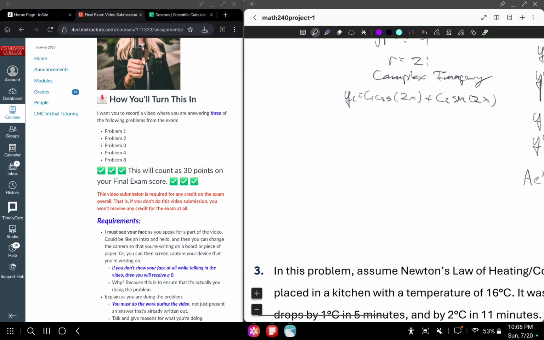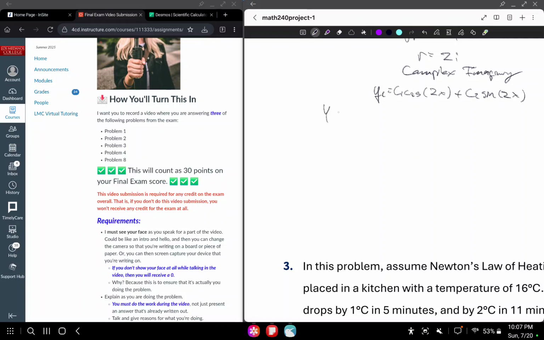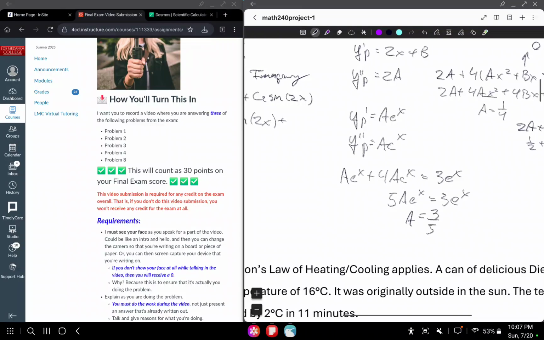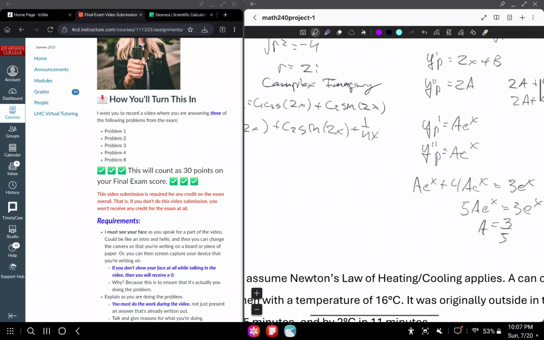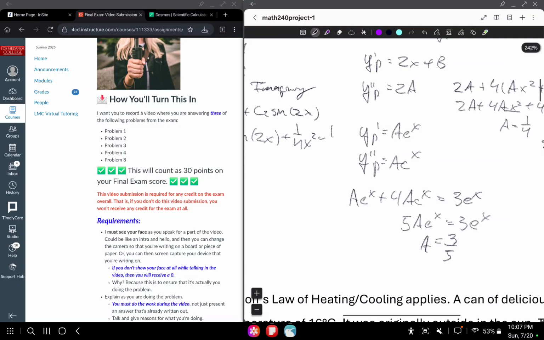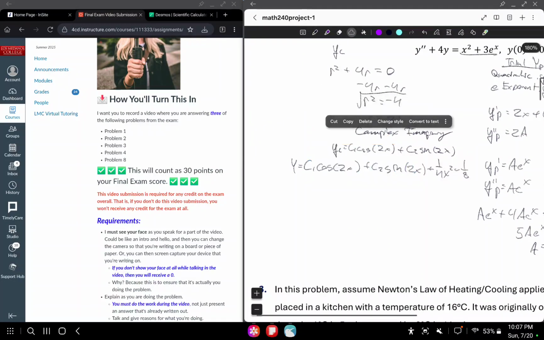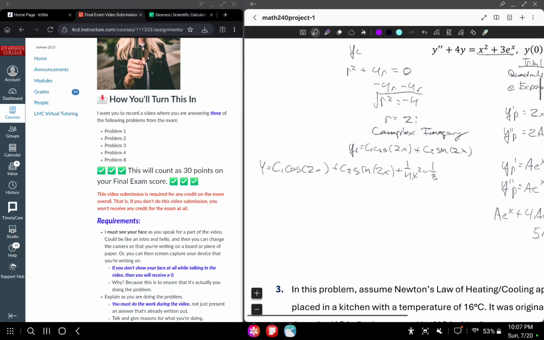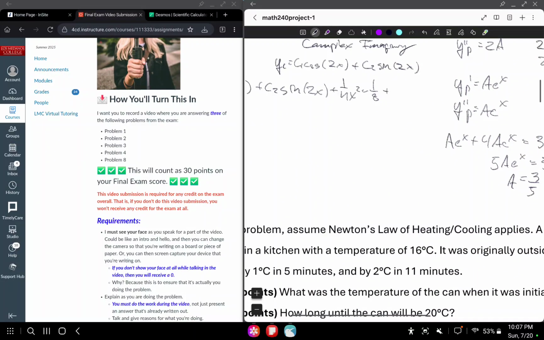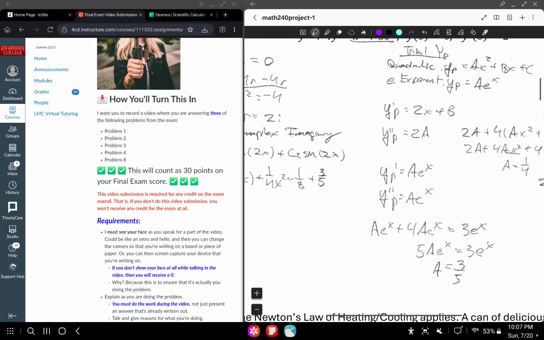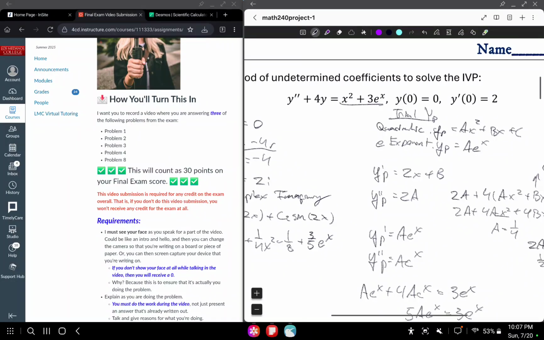Our full general solution would be the complementary part plus the particular part: c1 cosine 2x plus c2 sine 2x plus 1/4 x squared minus 1/8 plus 3/5 e to the x. Okay, IVPs for 0, 2.